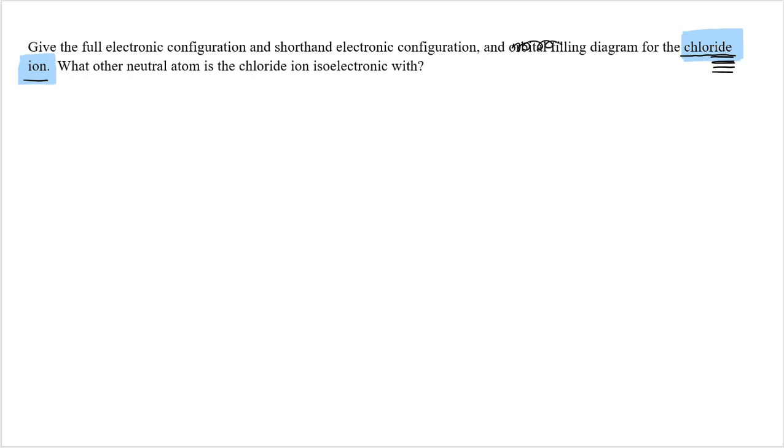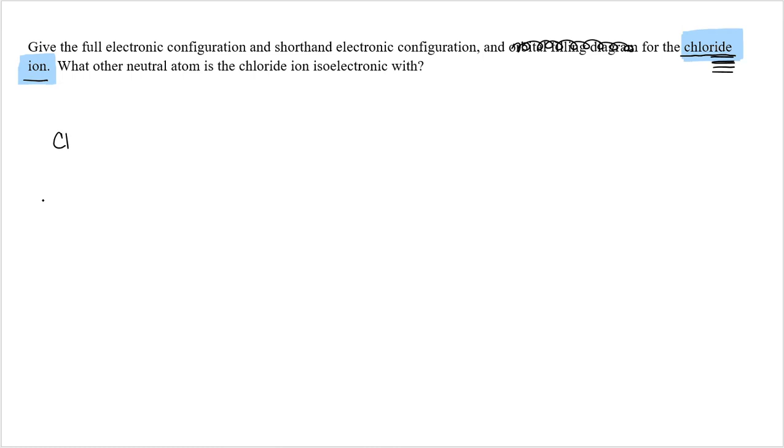We didn't do orbital filling diagrams, and so I wouldn't worry about that for right now. I might do orbital filling diagrams at some point in time. I might not. I haven't decided yet. But for right now, we're not going to worry about orbital filling. First, we're going to do the full electronic configuration for the chloride ion. So first, go to chlorine.